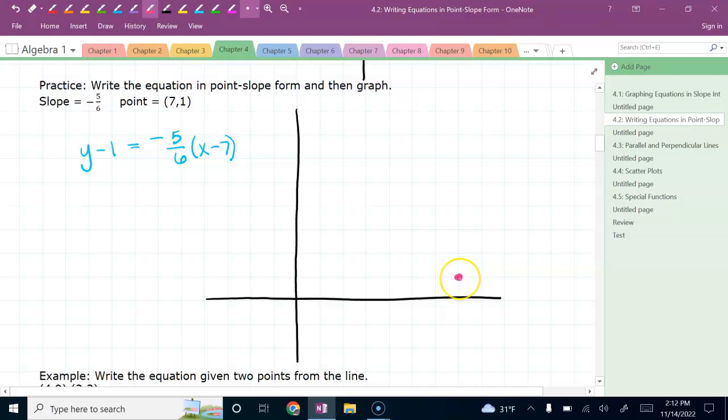Now on your note packet there, if you try to use your slope and go -5/6, you can go down 5, but you run out of room when you try to go right 6. So this would be that prime example where you maybe want to switch the order of your slope so that your other point will fit. So instead of going down 5, right 6, I'm going to go up 5, left 6.